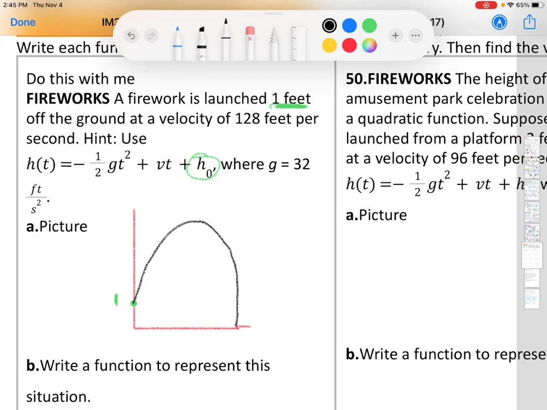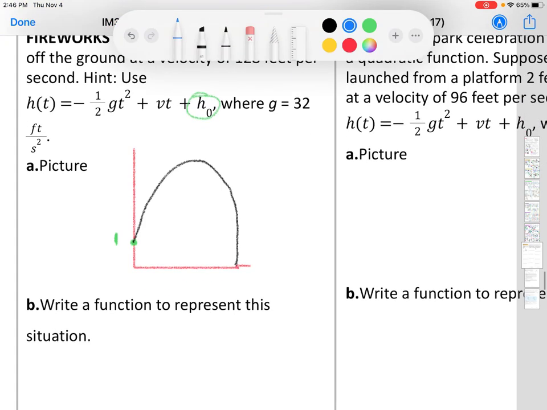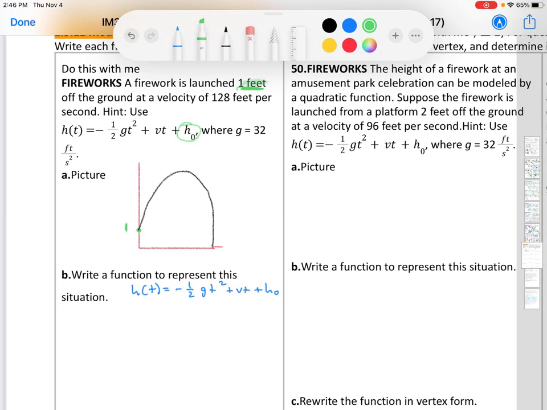And this is what's happening, right? And basically what we're going to do is write an equation. So let's write that. h of t equals -1/2 gt squared plus vt plus h0. And let's go ahead and highlight all the information we have. We have 1 foot off the ground, so I'm going to write there a 1. Okay, it's telling us that g equals 32 feet per second squared. So anytime you see g, we can write that.